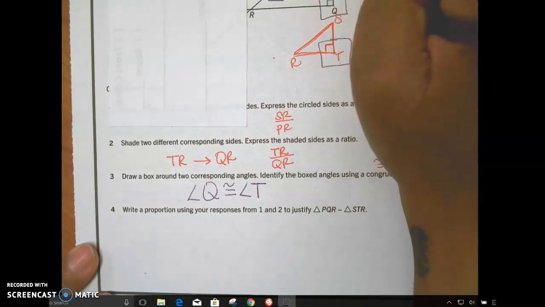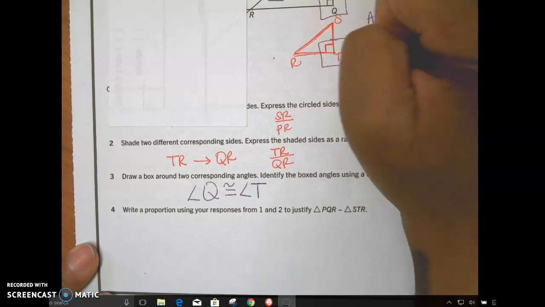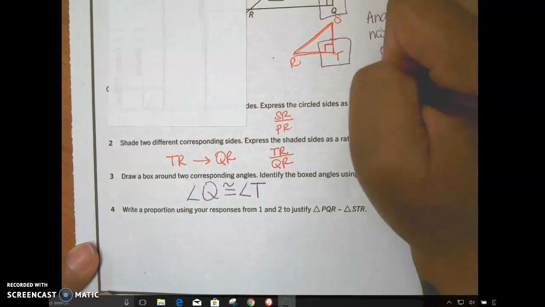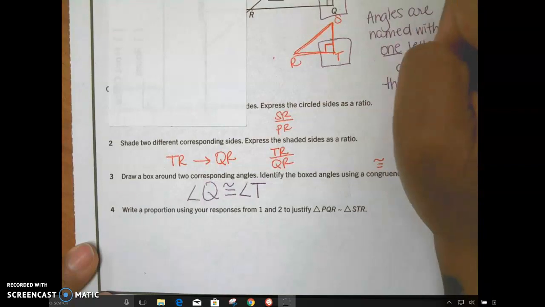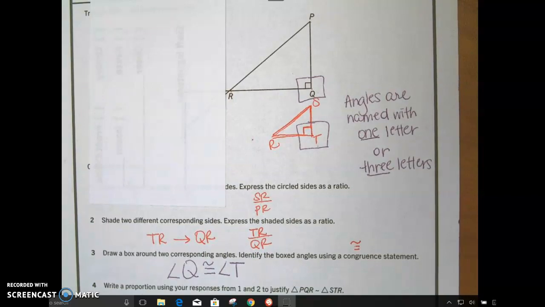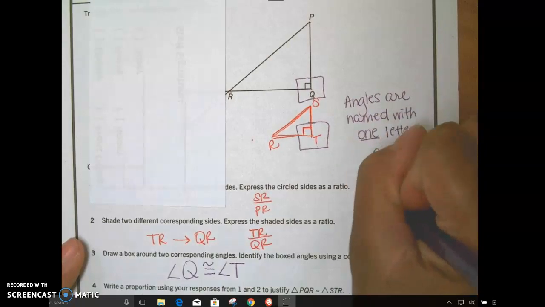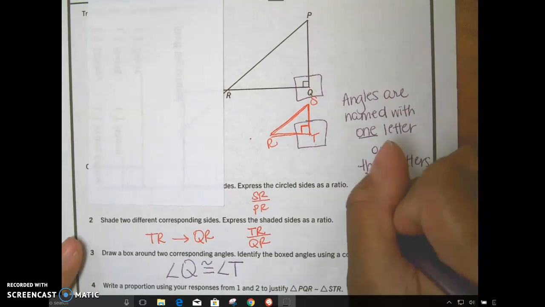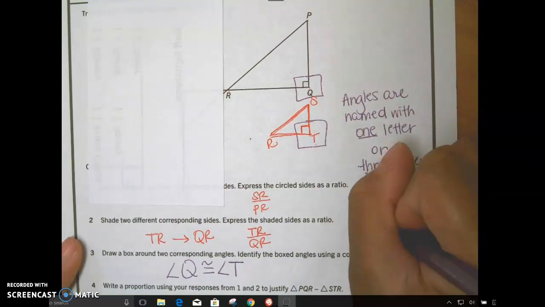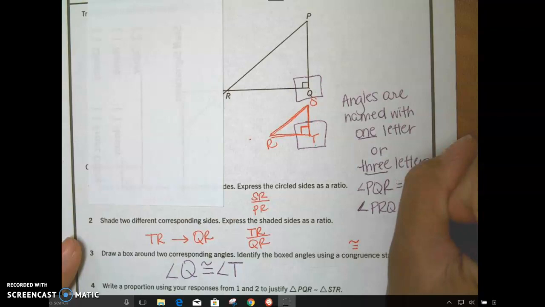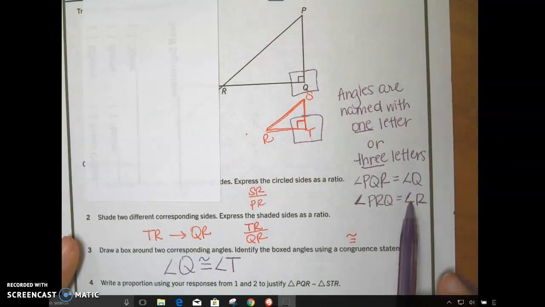Angles are named with one letter or three letters. You need to write that down. So angle PQR is the same as just angle Q. And angle PRQ is the same as angle R because I'm looking at the vertex. That's who's in the middle.